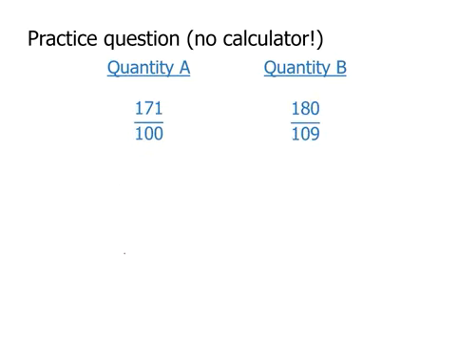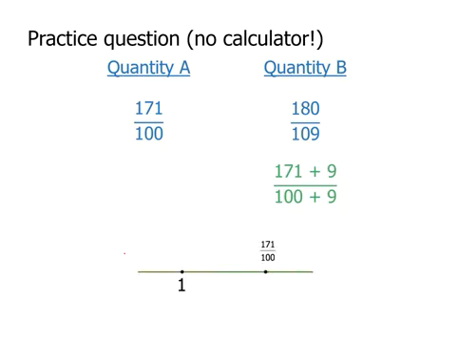Here's another practice question along the same lines. Okay. Well, here we just added, this is just the first trick, we just added the same thing to the numerator and denominator. That means we get closer to 1. Well, 171 over 100 is bigger than 1, and so it must get smaller when we add 9 to the numerator and the denominator because it moves toward 1. And so it means that 171 over 100 is actually the bigger fraction. Answer choice A.